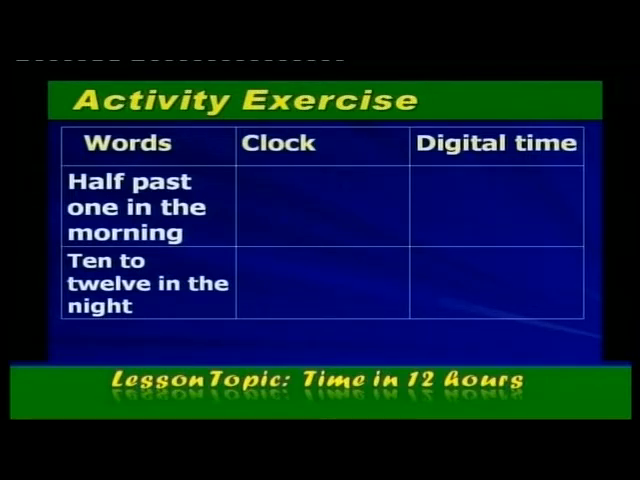All right, students. Now exercise 2, again I'll repeat myself. Where the column says clock, you are to draw the clock face and show the time. And where digital time is written, you are to give the time in digital. The time is given in words. So I would like you to show the two times given there in clock face and digital time.